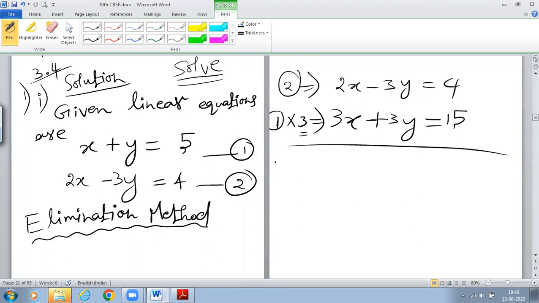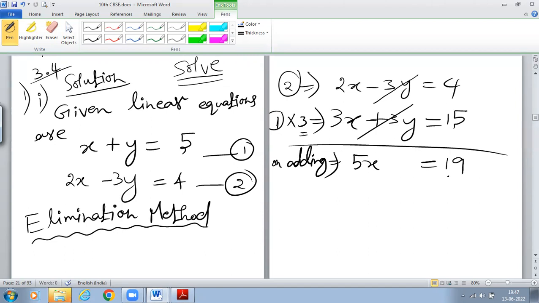So I'm going to write it over here, on adding. Because opposite signs means we have to add. If it is the same sign, we have to subtract. Now on adding, what is 2x plus 3x? It is 5x. Now minus 3y plus 3y gets cancelled. Our aim is to eliminate. See here, now the y variable is eliminated, because minus 3y plus 3y is 0. This is equal to, now 4 plus 15 is 19. What is 4 plus 15? It is 19.